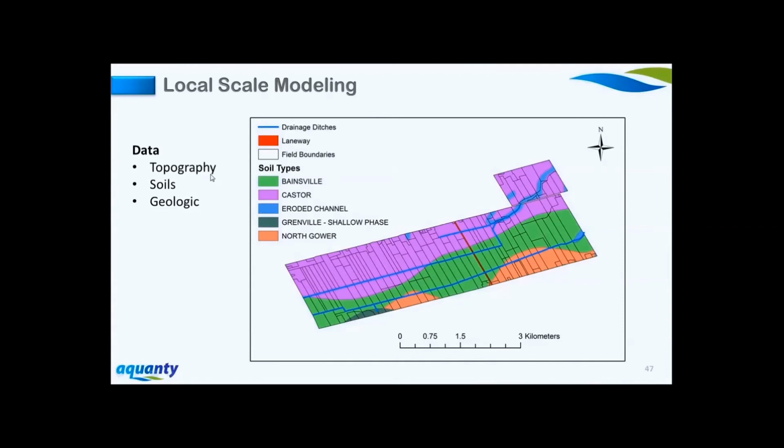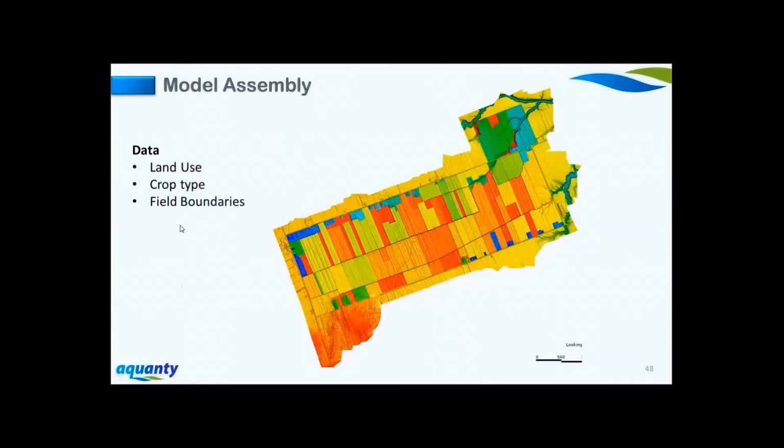Very detailed topography. This model was built using 1 meter resolution LiDAR data. And we also have very detailed subsurface geology. We can build even detail for the individual field boundaries. We track where the laneways and drainage ditches are. That becomes a very detailed representation of the real world. Within this model, we also put in individual land use for the individual fields with individual cropping patterns.